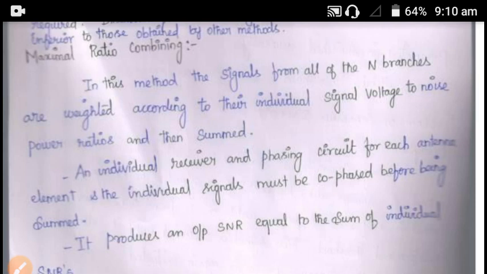Okay, so an individual receiver and phasing circuit for each antenna element, and the individual signals must be co-phased before being summed.